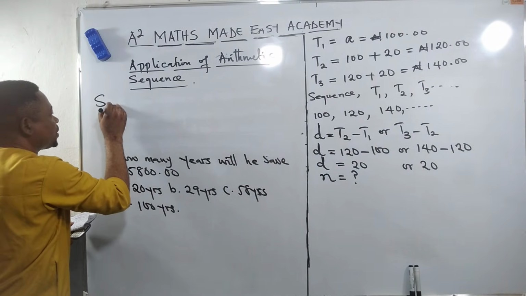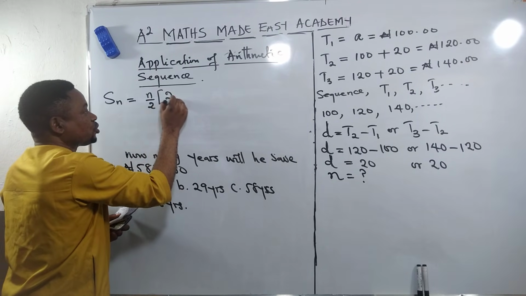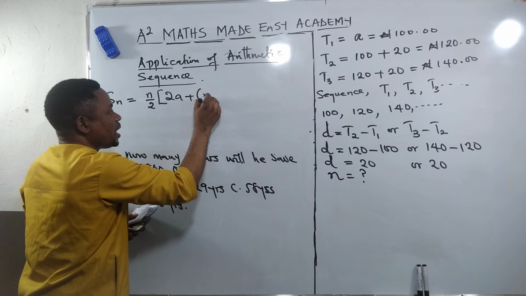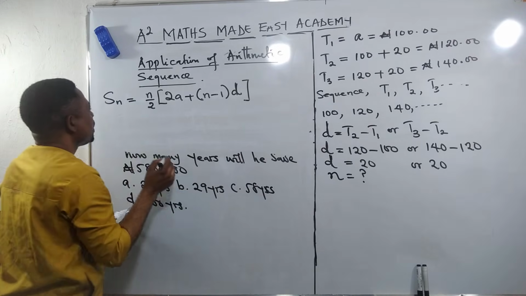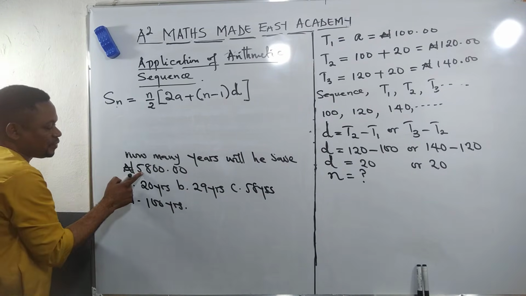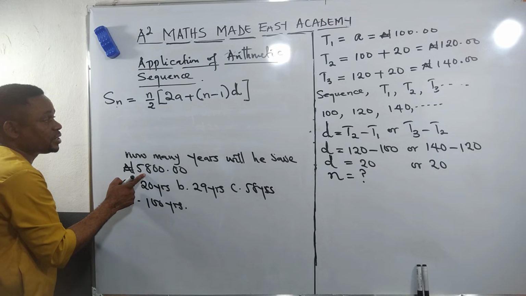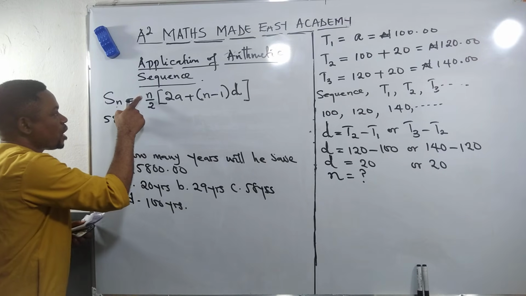Watch. S subscript n is n over 2, open bracket, 2a plus bracket n minus 1, close bracket, times the common difference. Remember that the sum of n is the amount that he saves. How much? 5,800. I will write here 5,800. Then equal to, we are looking for n.